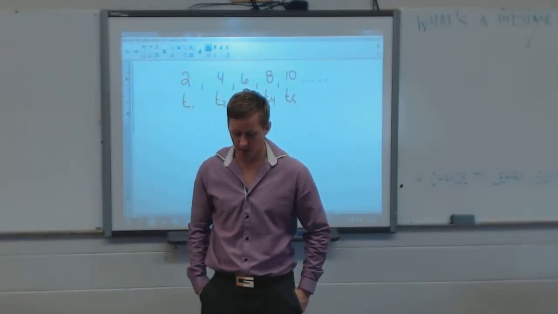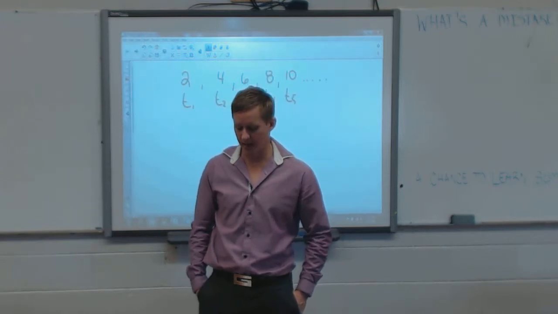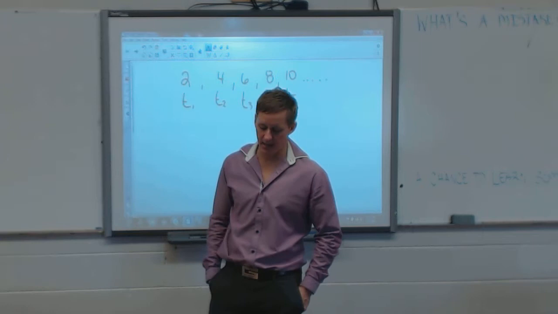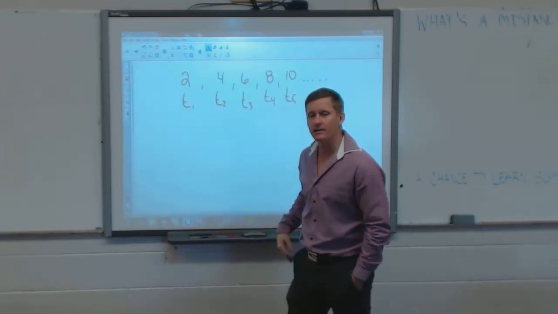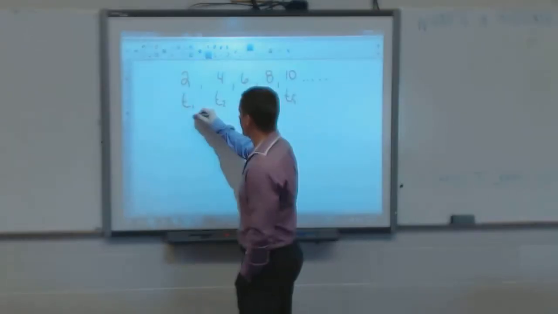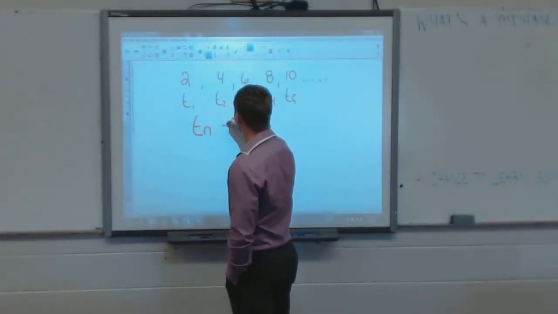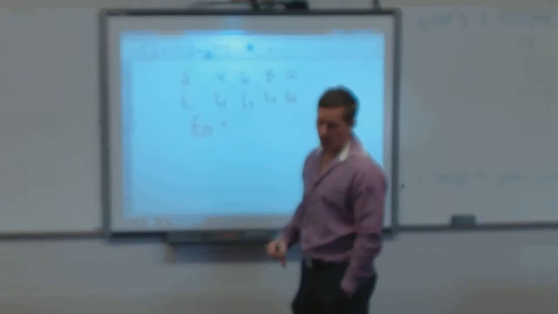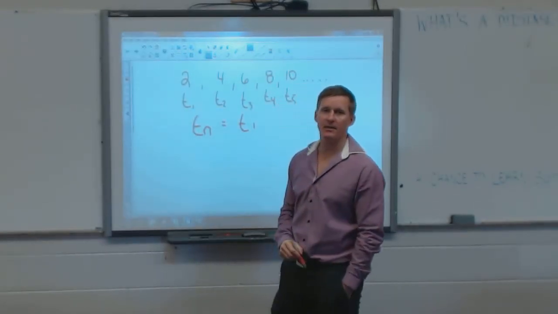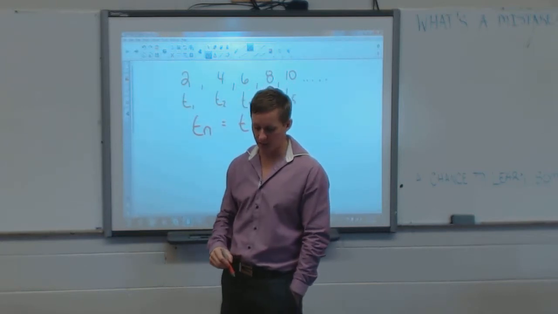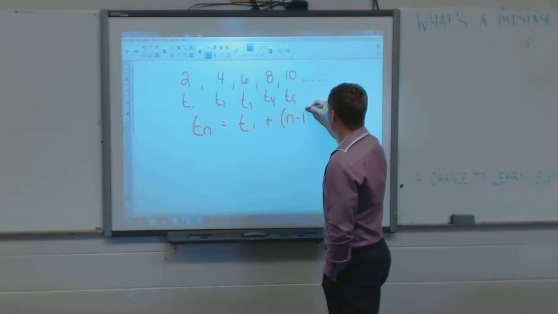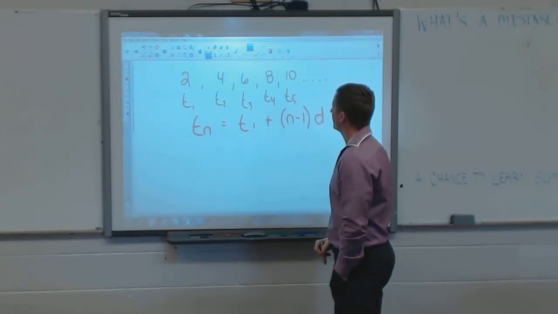The terms of a general arithmetic sequence can be found by taking T2, which is equal to T1 plus D. But to find any term, and we call this the general term, in an arithmetic sequence, I need to know two things. First of all, I need to know what the number is that we started with, I need to know T1. And I also need to know what the common difference is to get the term.